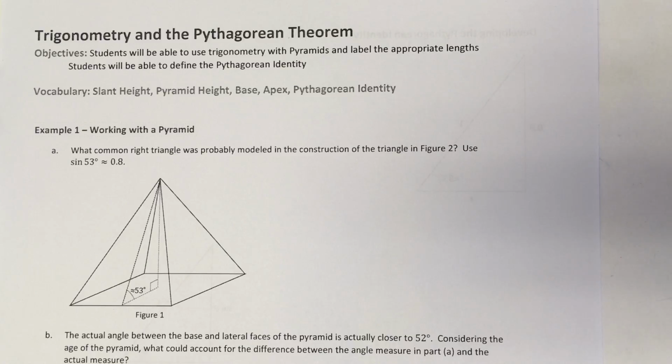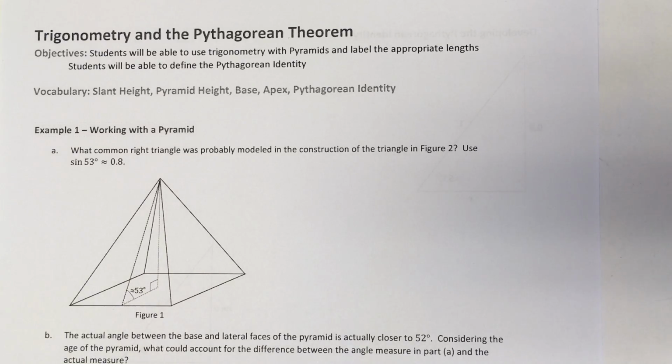So our objectives today: students will be able to use trigonometry with pyramids and label the appropriate lengths. The other objective is students will be able to define the Pythagorean theorem. Vocabulary that you might hear is slant height, pyramid height, base, apex, Pythagorean identity.